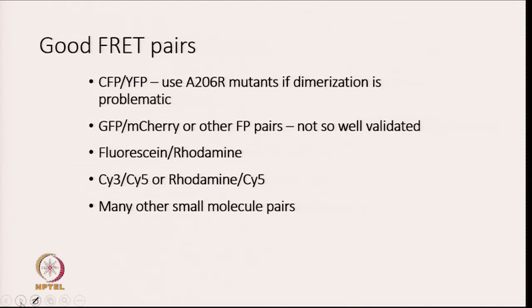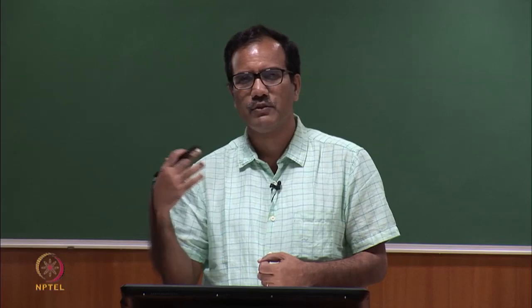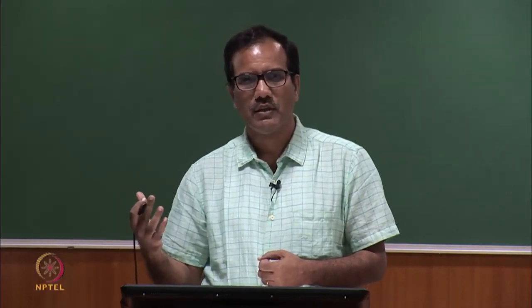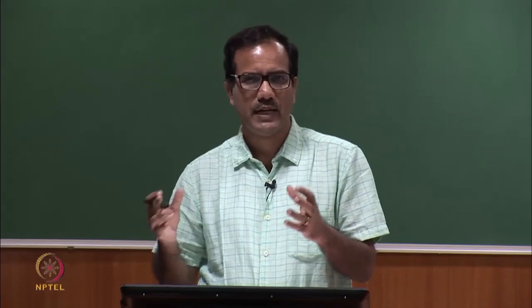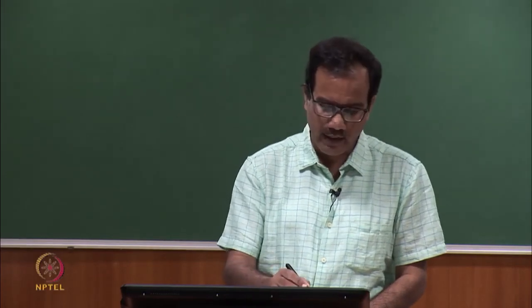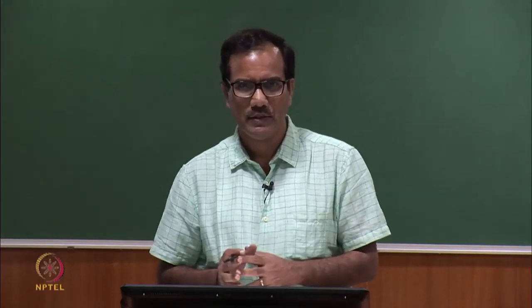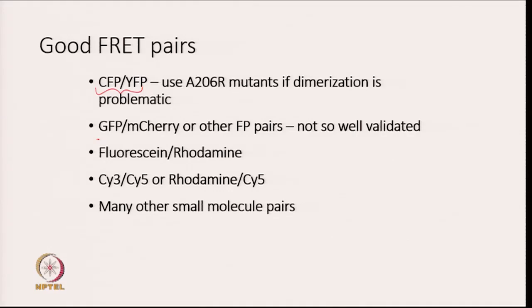So we can either use lifetime, we can use polarization, and we can use fluorescence quenching of the donor, or fluorescence increase of the acceptor to look at the distance between donor and acceptor. But for that we need a very good pair of acceptor and donor, and a generally good FRET pair is CFP, YFP. So one is used as a donor, another is used as an acceptor. GFP and mCherry is also used as a FRET pair. Fluorescein, rhodamine is used as a FRET pair. Cy3, Cy5 is used as a FRET pair, and there are other molecules which have been used as a FRET pair. But these four are examples of very good FRET pairs.